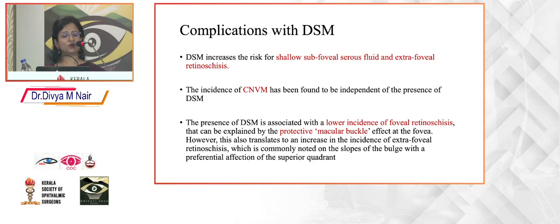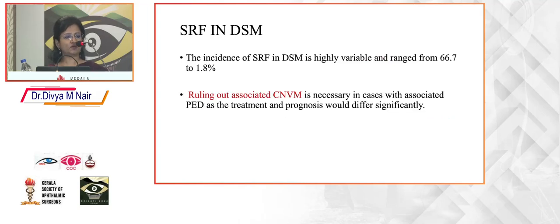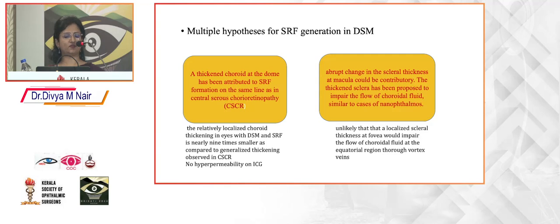This dome-shaped maculopathy also has a protective effect. It can act like a macular buckle with lower incidence of foveal retinoschisis. So SRF in the DSM has a variable range. It has been reported to be around 66 to 1.8%, but always rule out an associated CNVM if you see an SRF.